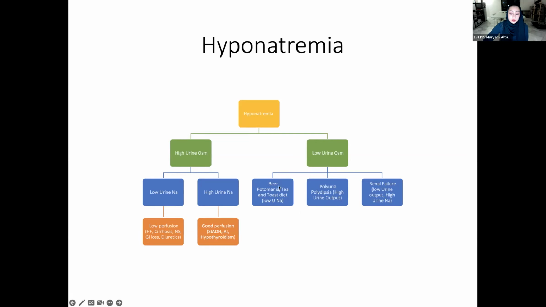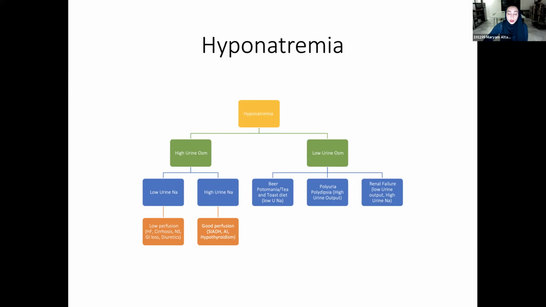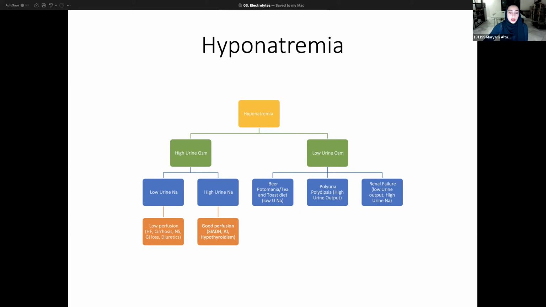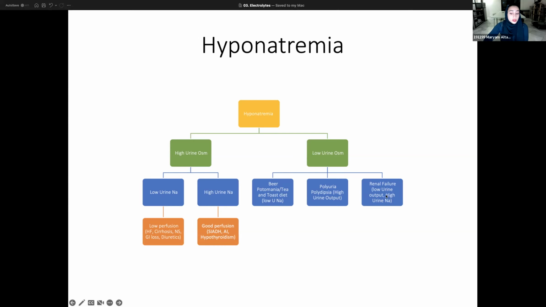And you can have something called beer potomania or tea and toast diet. Basically, in these cases, you're not taking in enough sodium. Your diet has sodium that is so low that you're getting hyponatremia, okay? And then you can also have this due to renal failure. So you have low urine output, but high urine sodium. Renal failure is a very complex topic, and I'm not going to touch on it as much. I just want you guys to be able to differentiate these two things based on the osmolality of the urine.